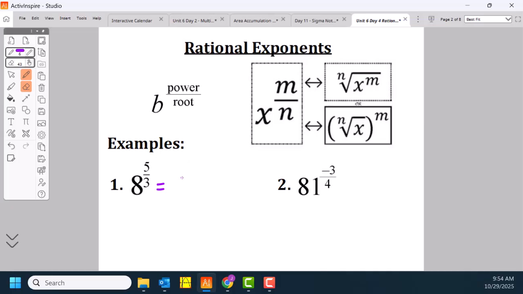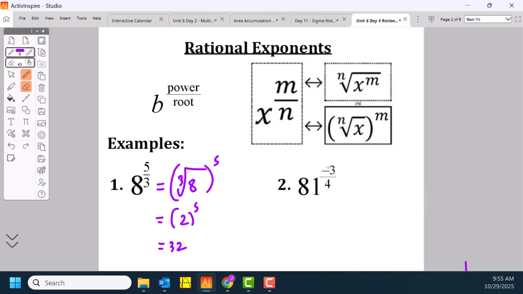8 to the 5/3 is the same thing as saying the cube root of 8 to the 5th. But there's an issue. 8 to the 5th is a really ugly number. That's a big number that we don't want to deal with. Instead, we could write this as the cube root of 8, to the 5th power. And now the cube root of 8 is 2, and then 2 to the 5th power is 32. Much easier to manage.